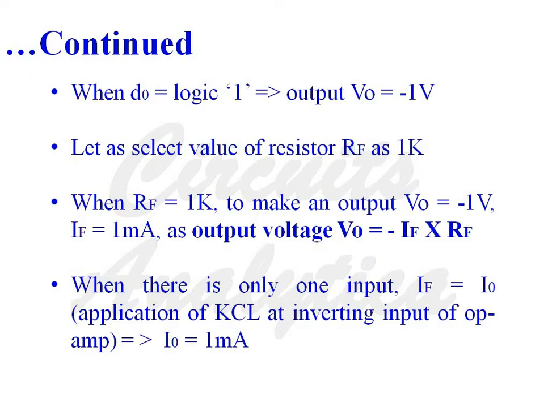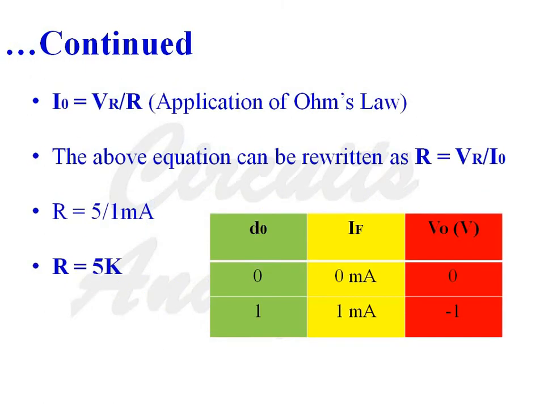As there is only one input, IF is equal to I0, by application of KCL at the inverting input of the operational amplifier. That means current flow through resistance R is equal to 1 milliampere. So I0 is equal to VR divided by R. As digital input D0 is equal to logic 1, reference voltage VR is connected to one end of resistance R. So I0 is given as VR divided by R.